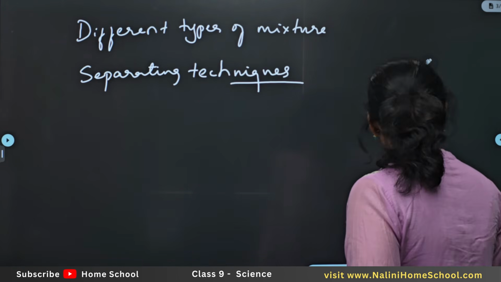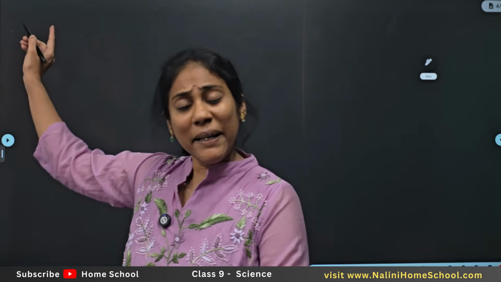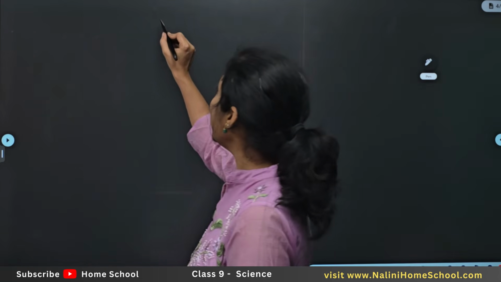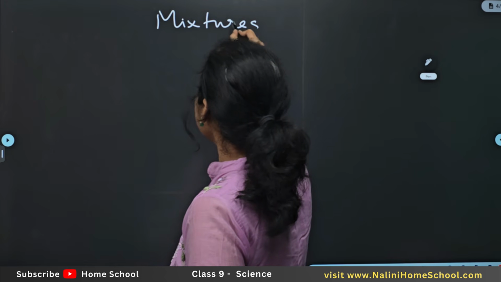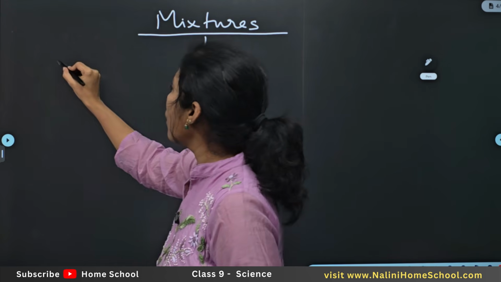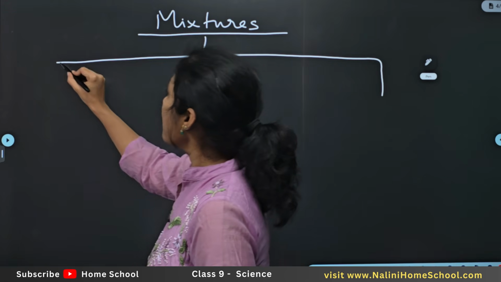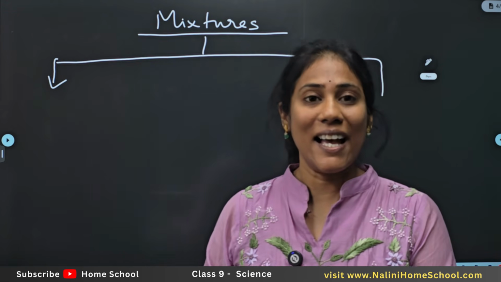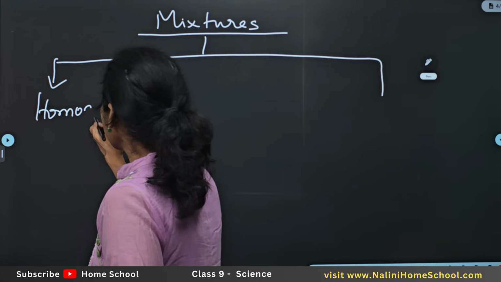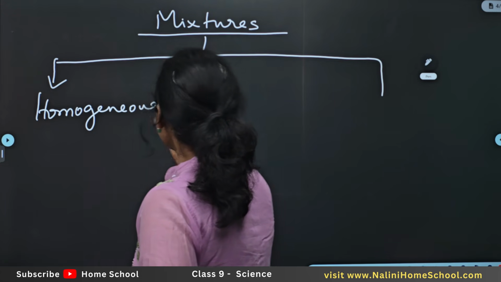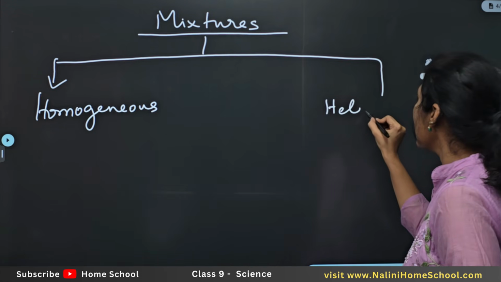So now coming to the mixture types. What are the different types of mixtures here? Majorly speaking, mixtures are classified into two types. One is homogeneous mixture, and the other one is heterogeneous mixture.